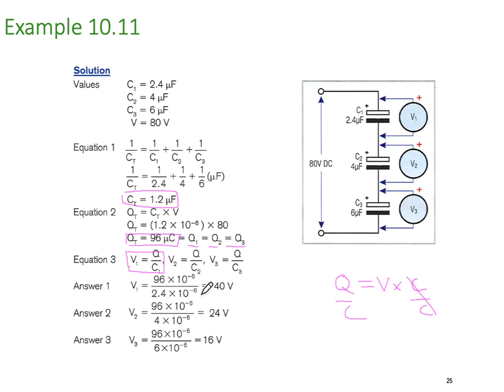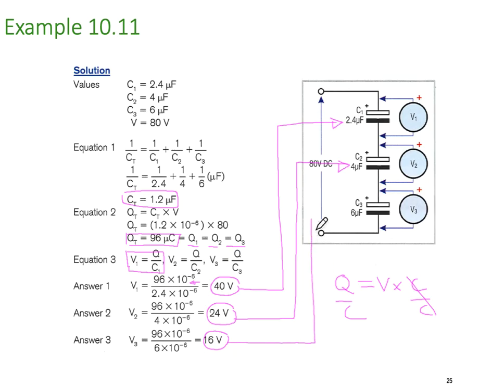So all we have to do is put in our 96 microcoulombs and divide it by, in this case, 2.4 microfarads, and we get 40 volts across the first capacitor. Do the same again, 96 microcoulombs divided by 4 microfarads this time gives us 24 volts across the 4 microfarads. And finally, we do it all again with 6 microfarads, and it comes out that we have 16 volts across V3. So we end up with 40, 24, and 16 volts.